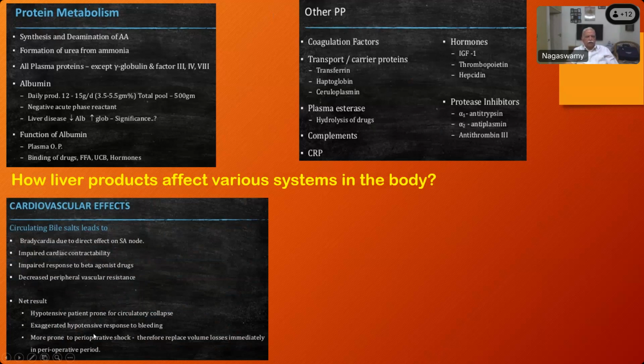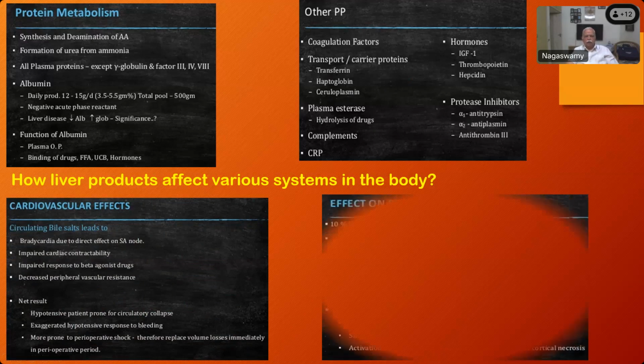There will be an exaggerated hypotensive response to bleeding and the patient is more prone to perioperative shock. Therefore, replace volume losses immediately in the perioperative period. This is the inference that you have to remember. So this is the effect of the bile salts, which are produced by the liver.